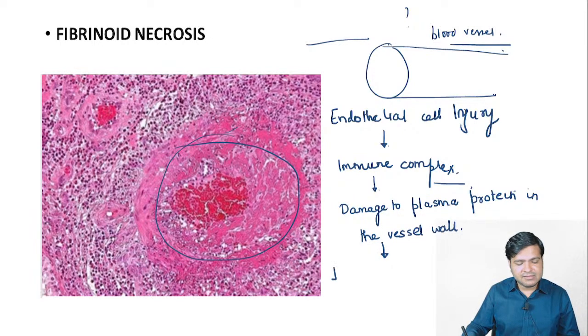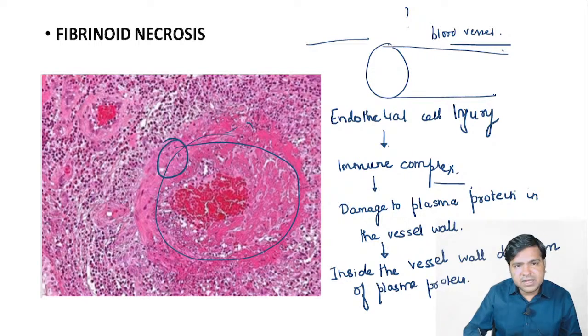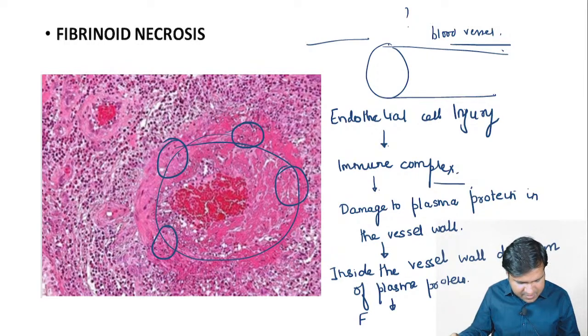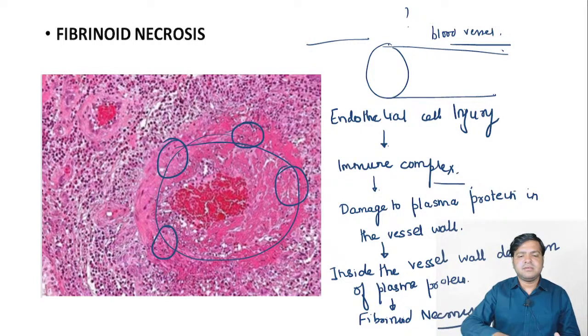And inside the vessel wall, there will be deposition of plasma proteins, and that is something which is seen in hypersensitivity. The pink, fibrin-like appearance you can very well appreciate, guys. And it is the fibrinoid necrosis.